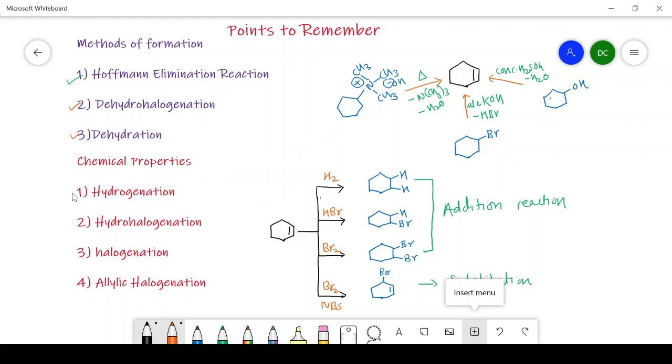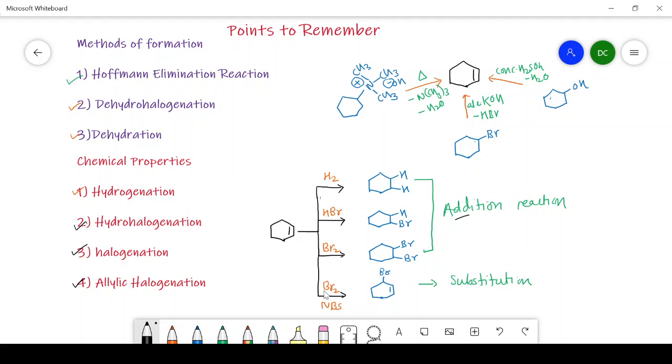The chemical properties we have seen are hydrogenation, then hydrohalogenation, halogenation, and allylic halogenation. Out of the four chemical properties, three show addition reaction, whereas one shows a substitution reaction. If I take the example of cyclohexene, then upon hydrogenation, it gives cyclohexane. On hydrohalogenation, it gives bromocyclohexane. On bromination, it gives a dibromo compound. These are the addition reactions.